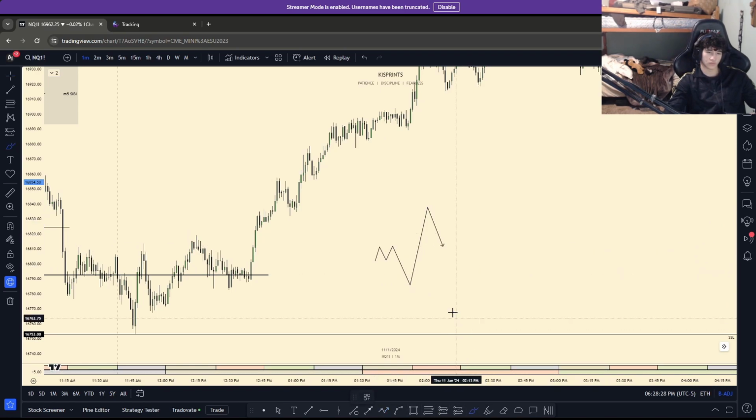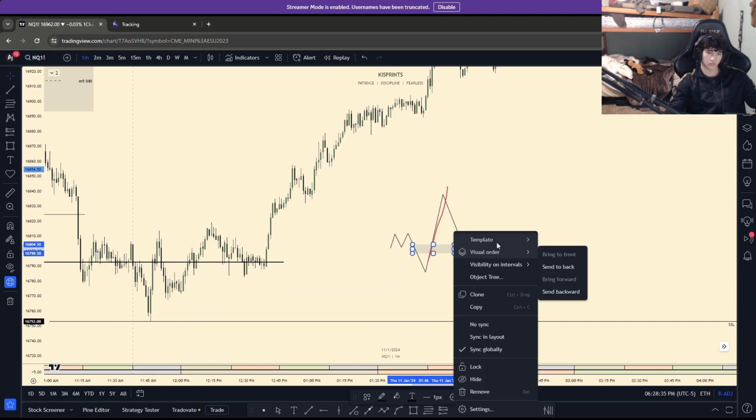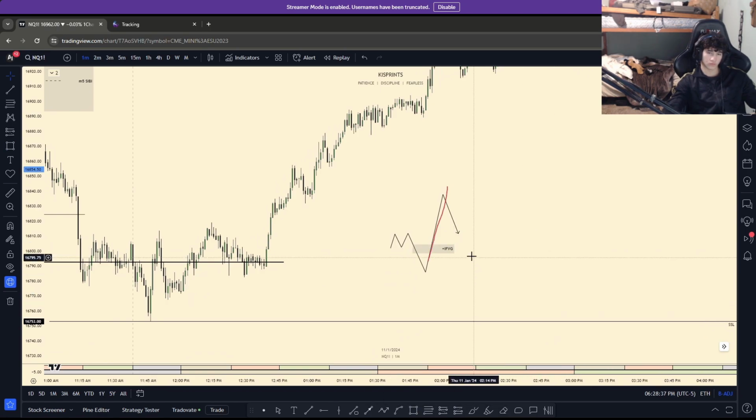We want to capitalize off this leg. To capitalize off of this leg, we want to seek what's happening during the manipulation, and that's where you're going to find your inversion. Once you find your inversion, you can play off of the close above or the retracement.